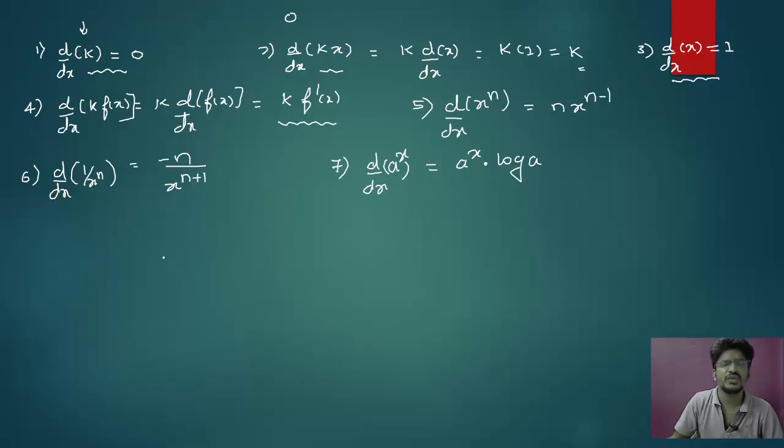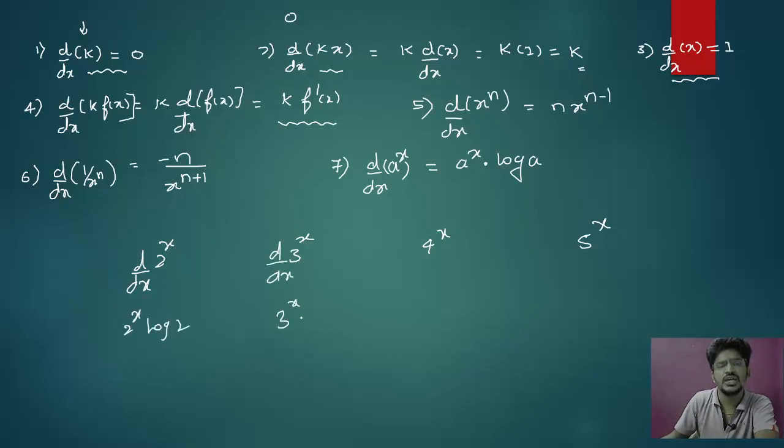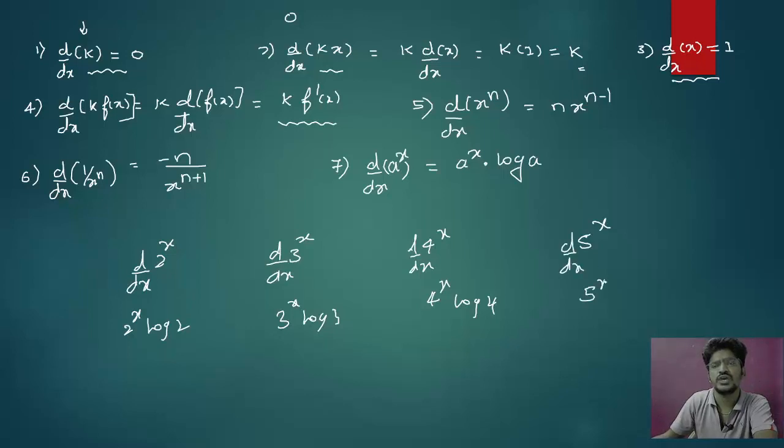That means again quickly you can take 2 to the power of x, 3 to the power of x, 4 to the power of x, 5 to the power of x. Now you simplify. This will be 2 raised to x into log 2. This will be 3 raised to x into log 3. D by dx of this will be 4 raised to x into log 4. D by dx of 5 raised to x into log 5. Okay. So like this you can practice.